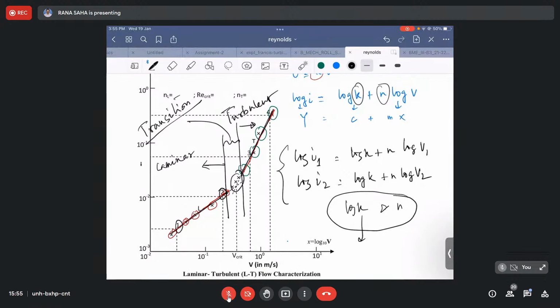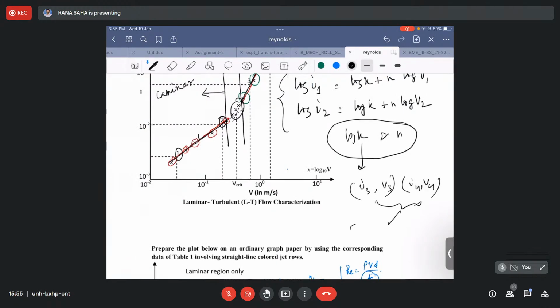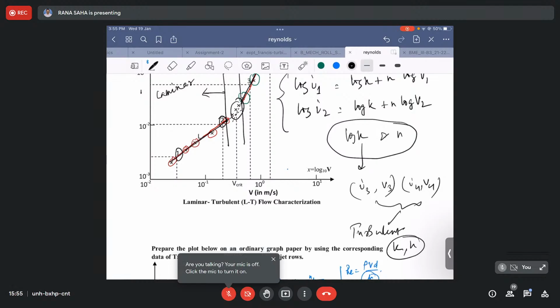In a similar manner, for turbulent, that means your I3, V3 set and this I4, V4, as it is mentioned here, you can use for the turbulent region to find out your K and N. Right. So one set of K and N for laminar, one set of K and N for turbulent. To check whether for laminar you are having N equal to 1: if you have done the experiment correctly and plotted it properly, then one can expect N as close to 1, because it is expected to have I equals kV with the index N equal to 1 for laminar. But of course, for turbulent, it should be greater than 1.